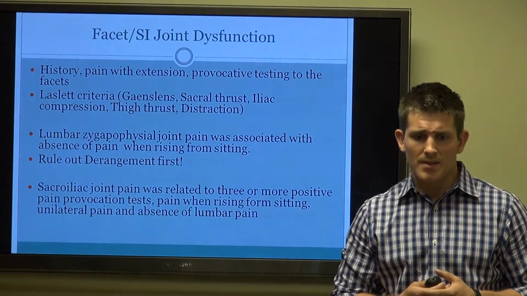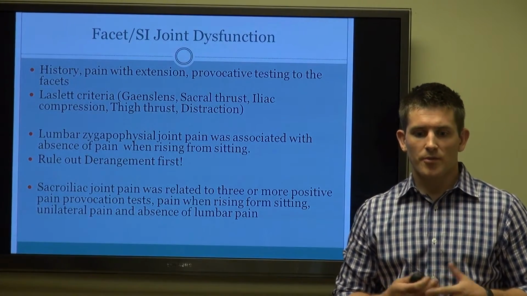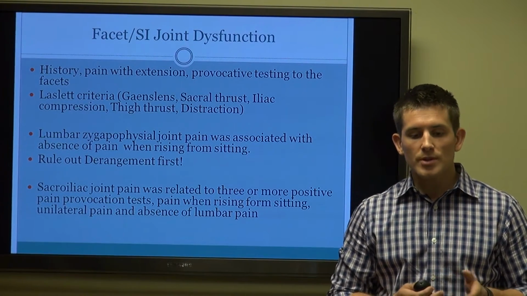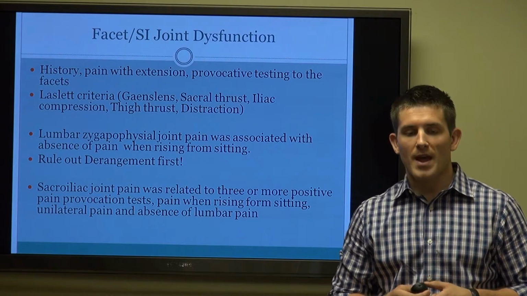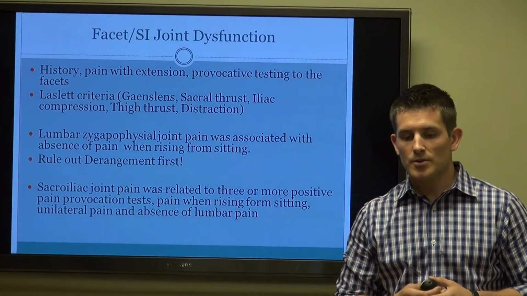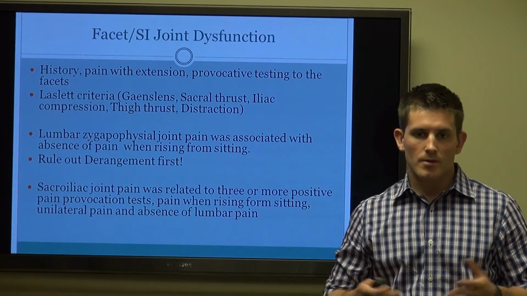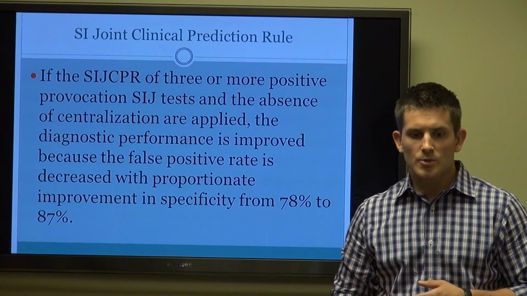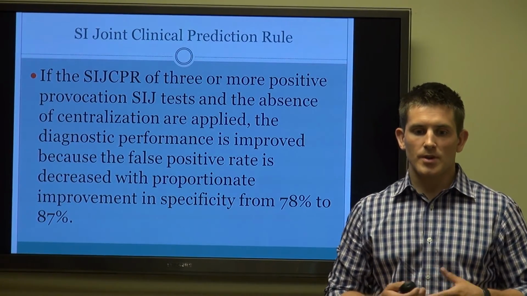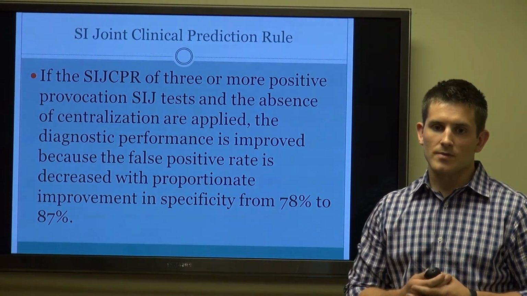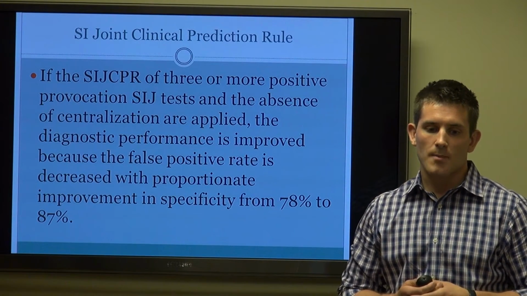So we'll talk about this again: the sacroiliac joint is related to 3 or more positive findings, pain when rising from sitting, and usually unilateral pain without any lumbar pain. So it typically will be under the lumbar spine, and there shouldn't be any lumbar pain, although again we could have multiple areas affected. So the SI joint clinical prediction rule is a battery of tests that Dr. Laslett came up with.